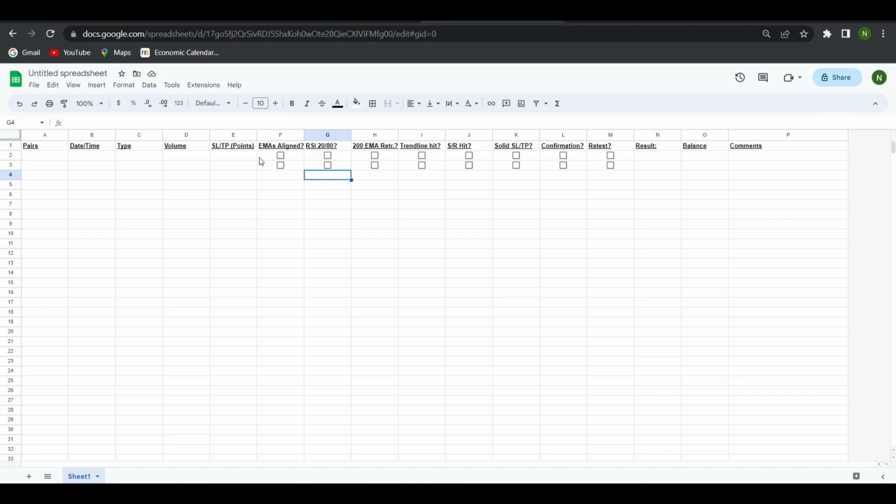But for example, if you're using a different strategy, you may have different stuff on these columns, and this is dependent on your strategy or what you want to be tracking in your journal. So on the left hand side you'll see that I have the pairs. So for example, what pair are you trading, the date, the type, and this allows me to easily track my trades and spot them out and look back at them and review those trades.